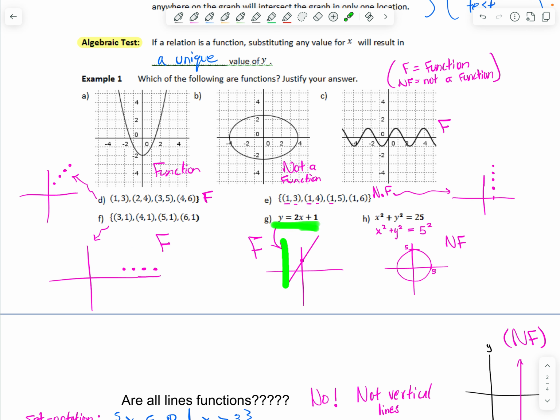This is also a function because, as we saw earlier, it passes the vertical line test. This is a circle. Well, there's 2 points that touch it at that vertical line, so it's not a function, right? The radius here would be 5. Square root of 25 is 5.